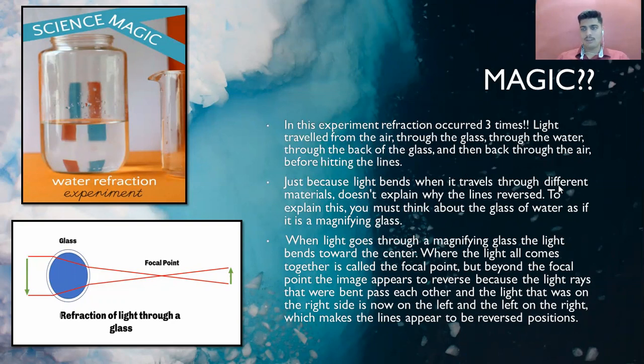Just because light bends when it travels through different materials doesn't explain why the lines reversed. To explain this, you must think of the glass of water as if it's a magnifying glass. When light goes through a magnifying glass, the light bends towards the center. In the same way, here we have shown a focal point where the light meets. Where the light all comes together is called the focal point. Beyond the focal point, the image appears reversed because the light rays bent past each other, and the light that was on the right side is now on the left side, which makes the lines appear in reversed positions.